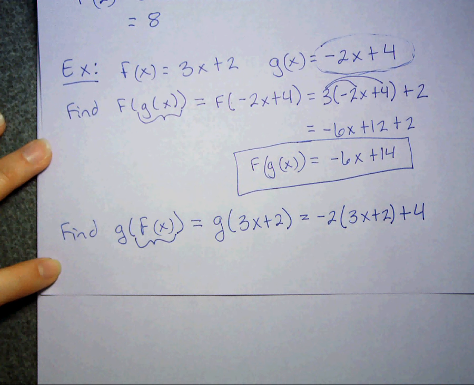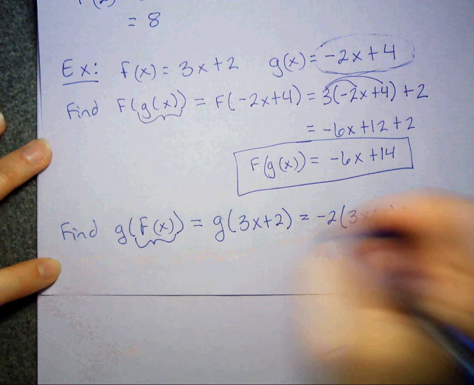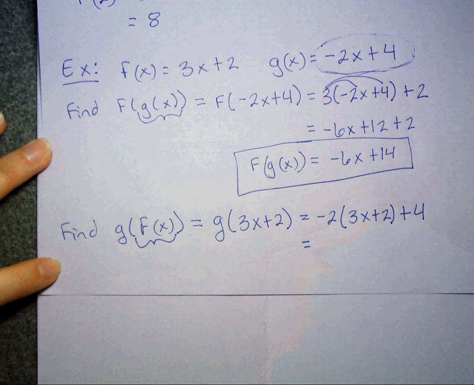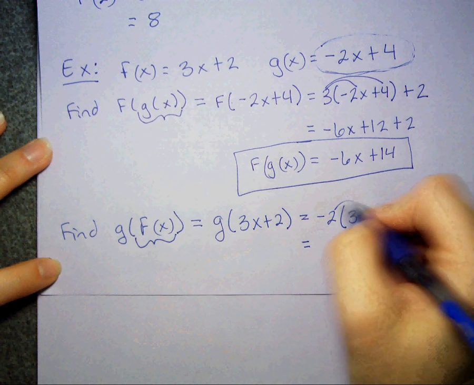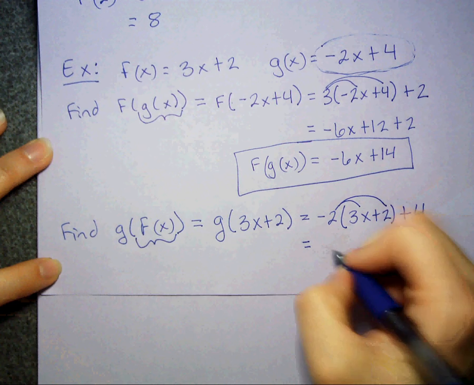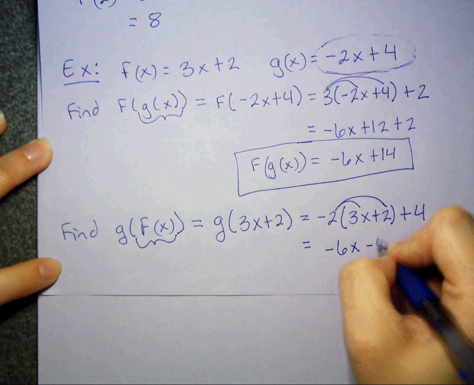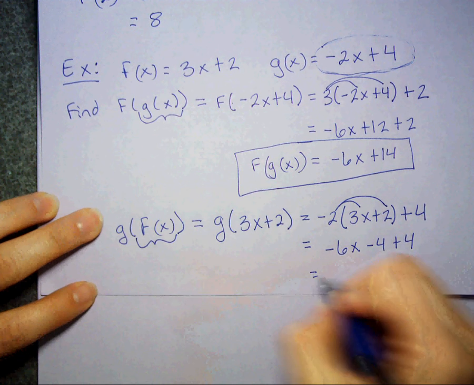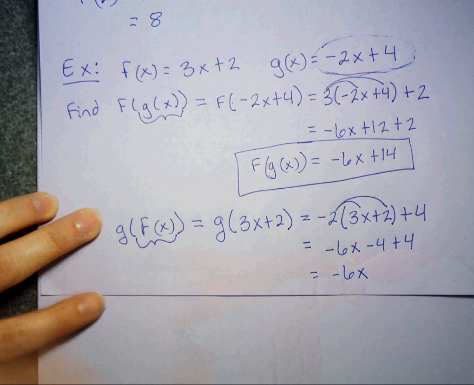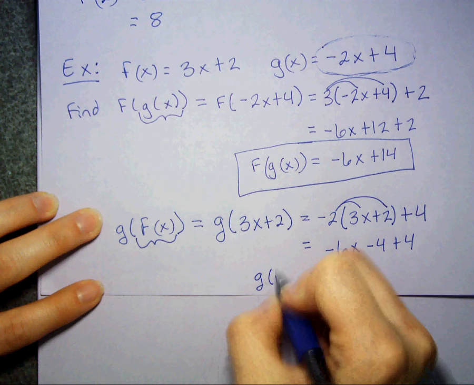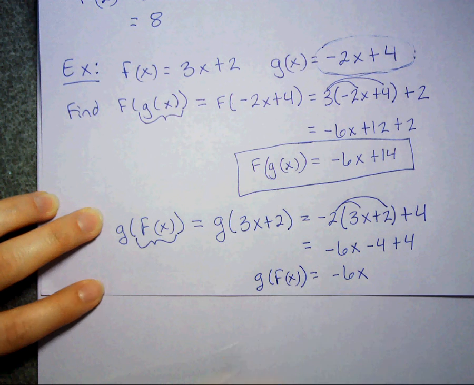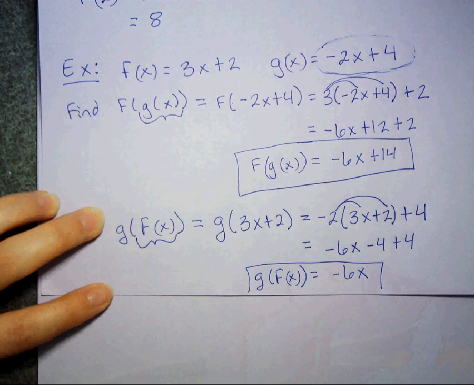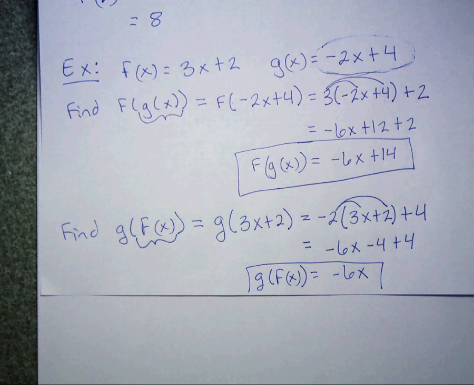And so again, I'm going to simplify, distribute, so I get negative 6x minus 4 plus 4. And that gives me just negative 6x. So g of f of x is negative 6x. And notice I did not get the same answer. So the order on the composition of functions matters. Order definitely matters.